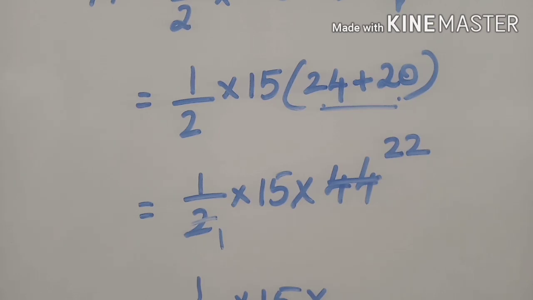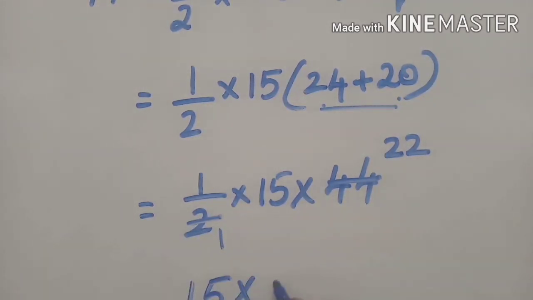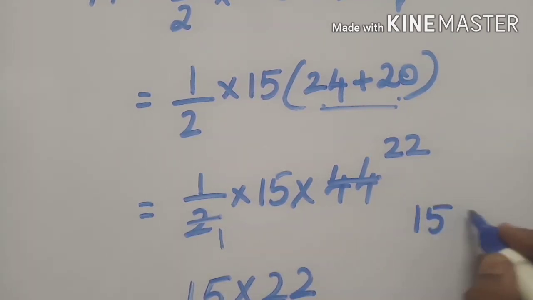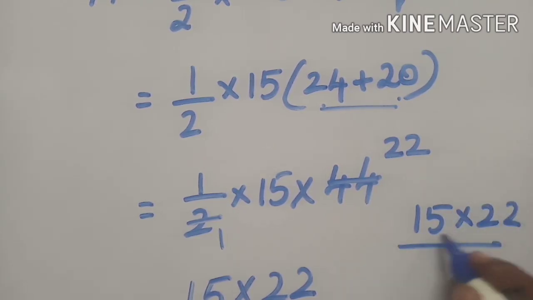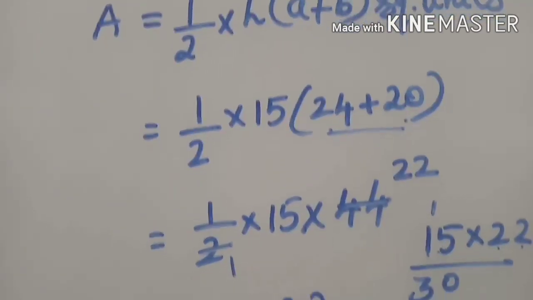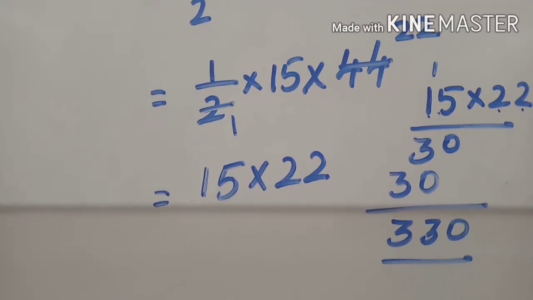Right? Next step. Here we have 15 into 22, so just multiply these two numbers alone. 15 into 22. 5 2's are 10, balance 1. 1 2 is 2, 2 plus 1, 3. So the answer is 330. So, what is the area of trapezium?